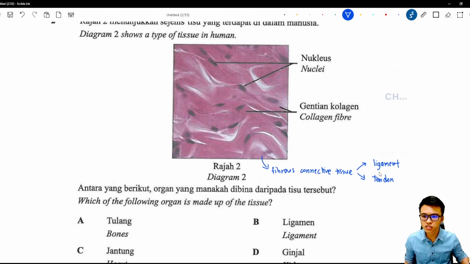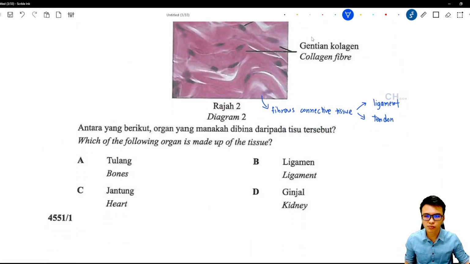So let's look at the options here. Which of the following organs is made up of the tissue? Now the answer here should be ligaments. It can be ligaments or tendons. So if next time the question comes out with tendon instead of ligament, you can pick tendon as well for this kind of question. All right.